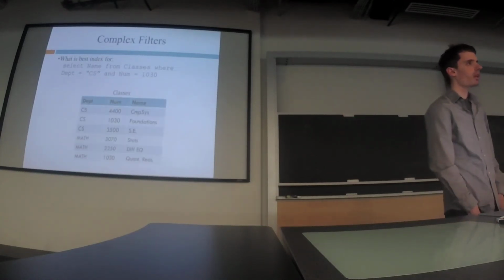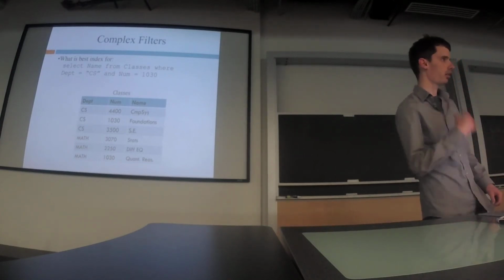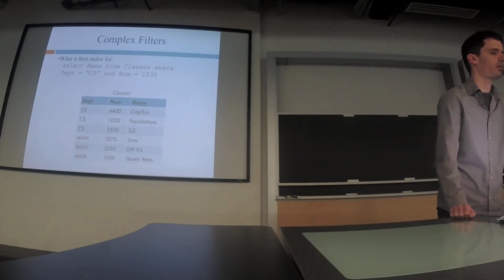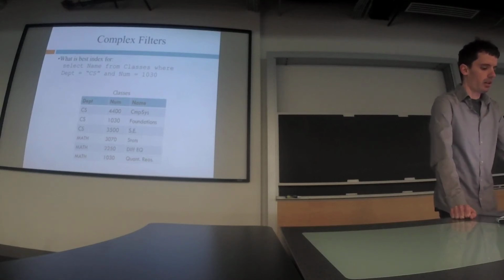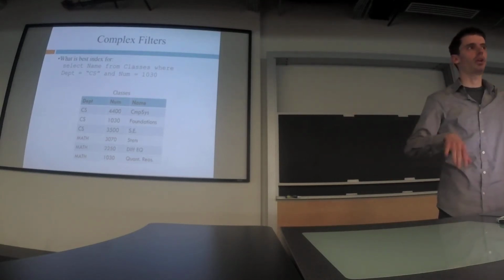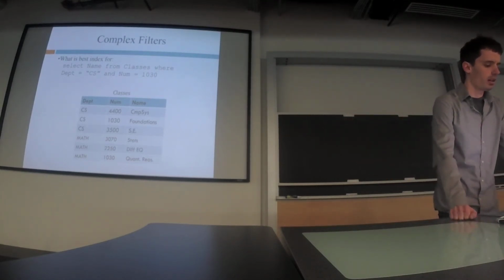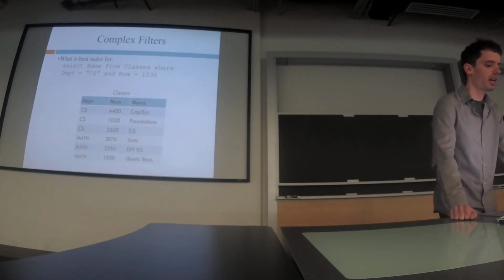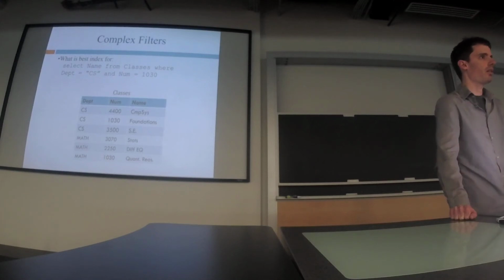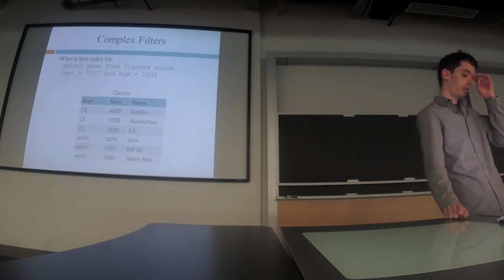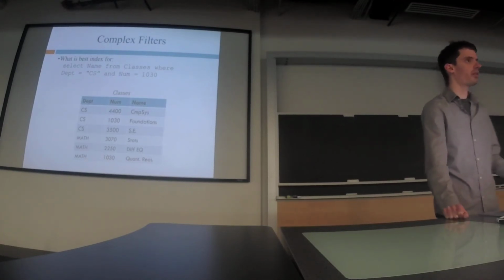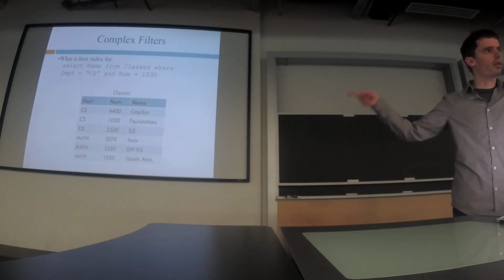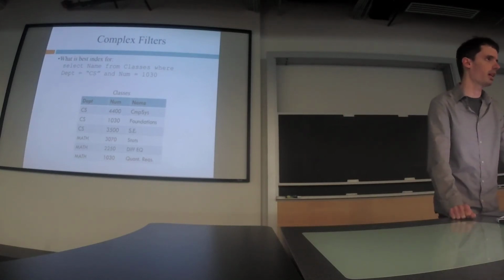Okay. Here's another one. We won't actually do this as an exercise, but let's think about this for a second. This is a different table now. This is back to the classes. SELECT name FROM classes WHERE department is CS and num is 1030. So there might be multiple 1030s. In fact, there are. There's a math 1030 and a CS 1030. I want the CS 1030.